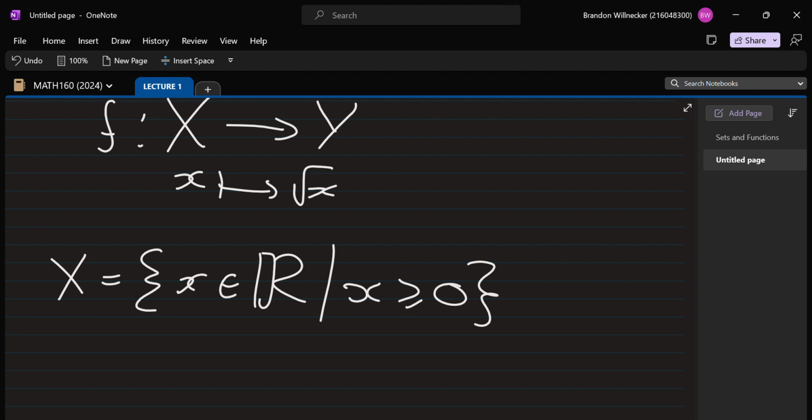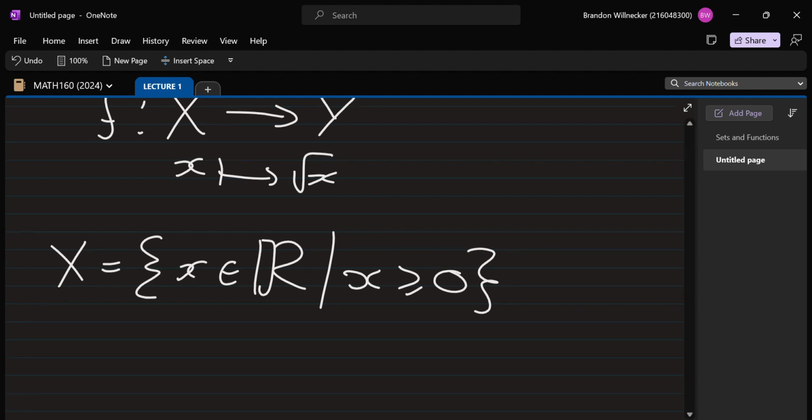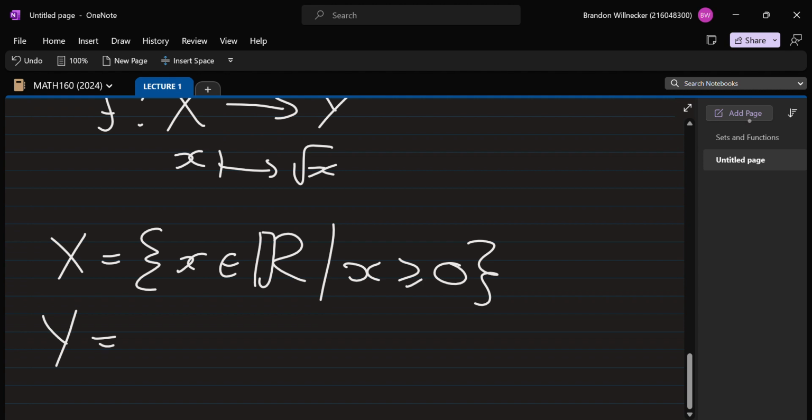What about y? Well, the output is going to be a real number. It's going to be a positive real number, but that's fine. We can have more elements in the target than we need. So let's just say it's all of the real numbers. That's fine. Okay.